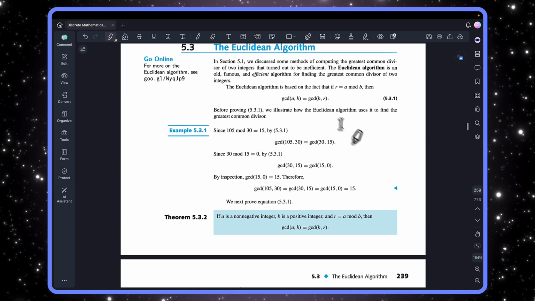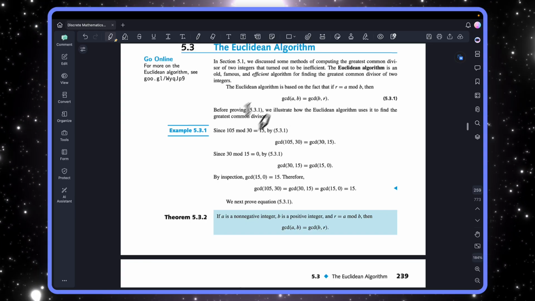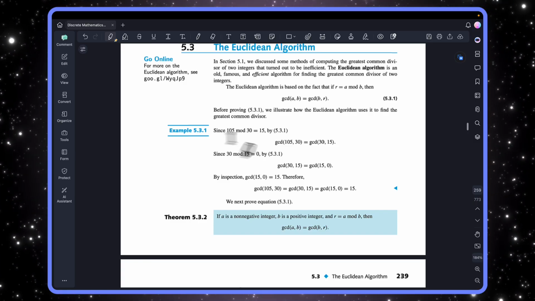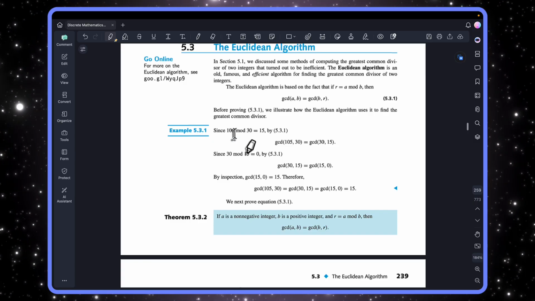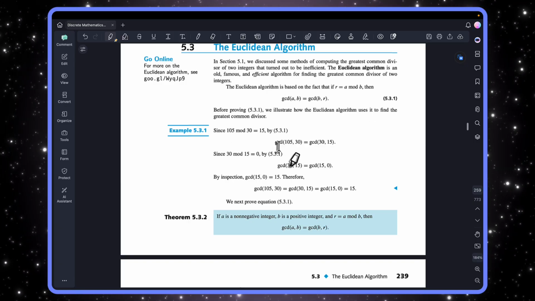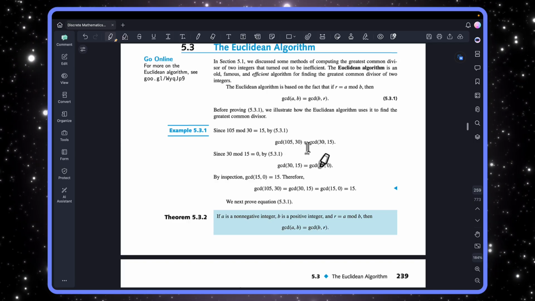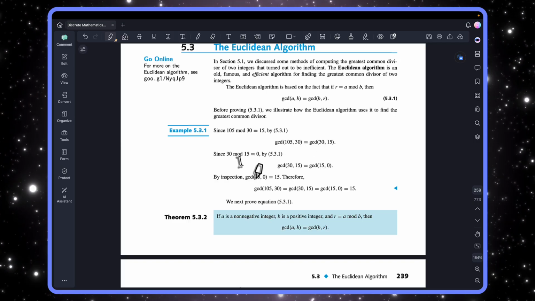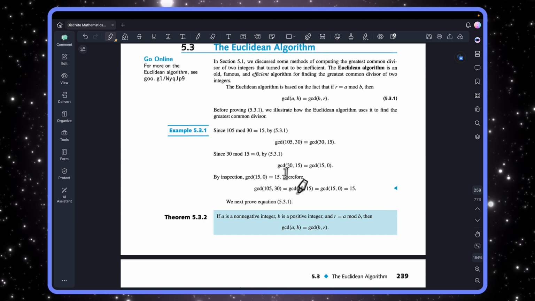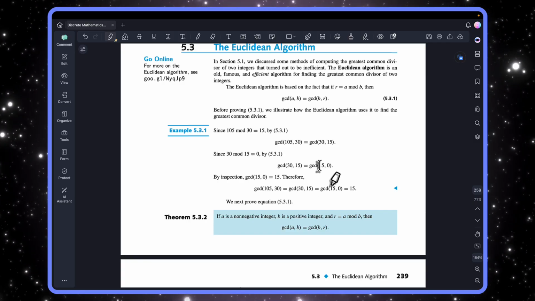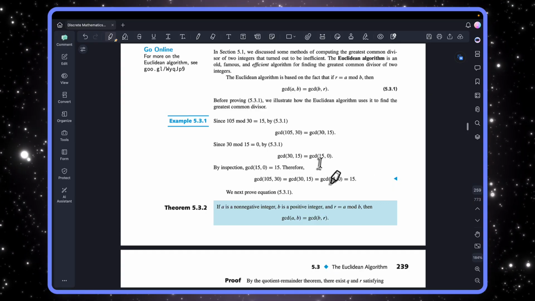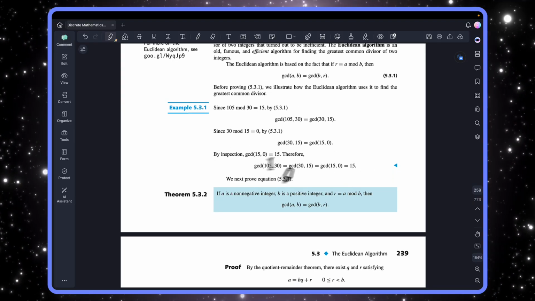Let's go through an example here before we see the proof of this. Since 105 mod 30 is 15, by this fact we see that the GCD of 105 and 30 is the same as the greatest common divisor of 30 and 15. Well, since 30 mod 15 is 0, the greatest common divisor of 30 and 15 is the same as the greatest common divisor of 15 and 0. So therefore, the greatest common divisor is 15.